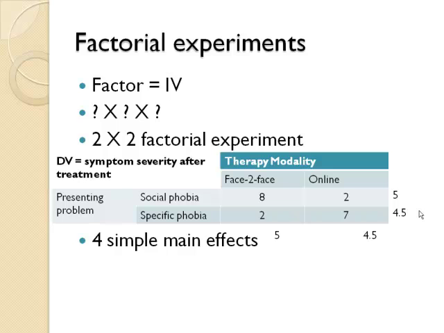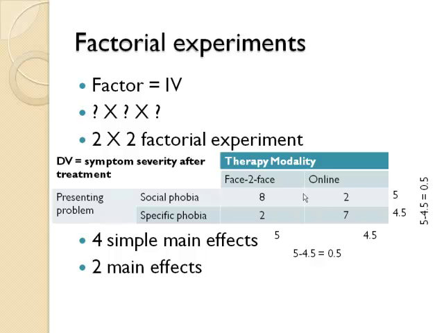Now if we look vertically, right, comparing 8 to 2, 8 minus 2, 6, looks like for face-to-face, social phobia is better than specific phobia. There's a simple main effect. And then again here, looking vertically, 2 versus 7, difference of 5. For online, so at this one level of therapy modality, social phobia was better than specific phobia. Right? So those things catch your eye, but that's not the first thing you interpret. The first thing you interpret usually are the main effects.